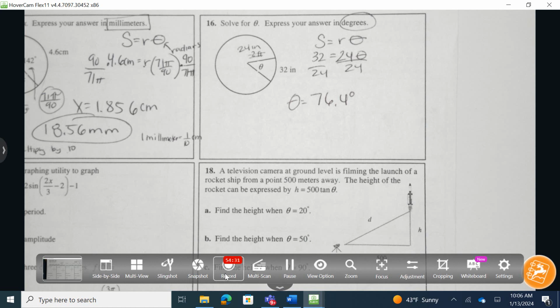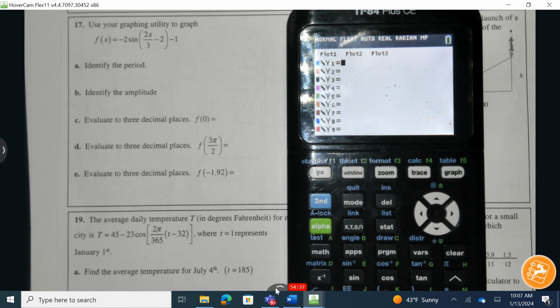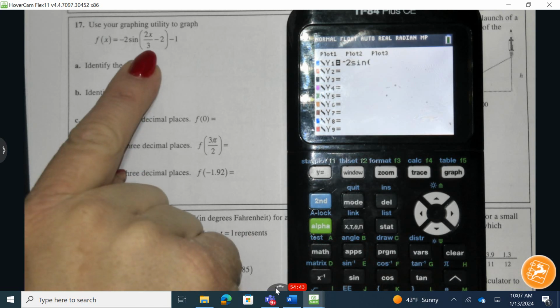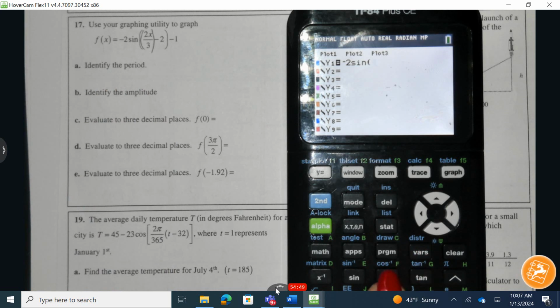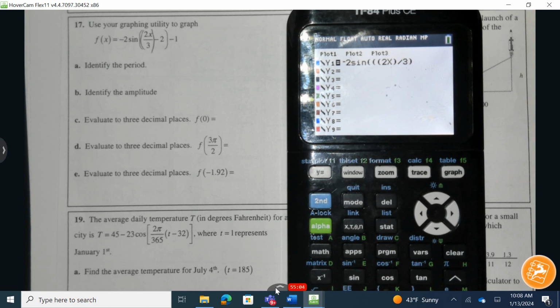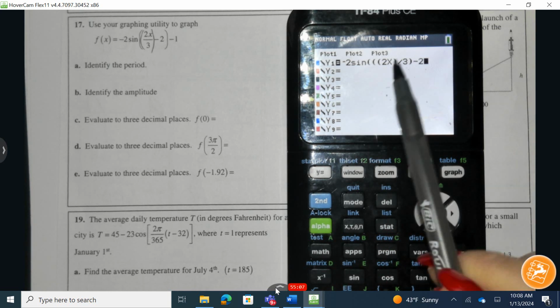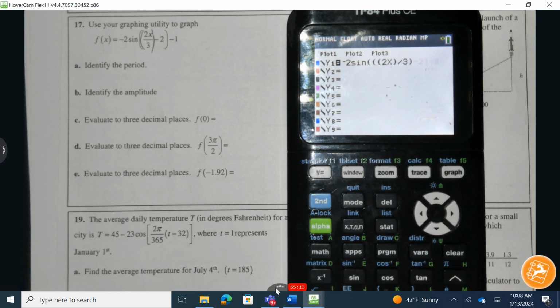Let's look at 17. Okay, I've cleared my calculator, and I'm going to take time in plugging this in. So first I'm going to come up to the front, go to y equals, and type in negative 2 sine. Now, when I plug this in, it's very important that this portion goes into its own parentheses. So I'm going to hug the 2 pi divided by 3. And I'm going to put extra parentheses in here. So I have an extra hug, so 2 pi divided by 3. So this portion right here, and then I have a subtract 2. Now I want to end that. So 1, 2, 3 fronts, 1, 2, 3 backs, and now I subtract 1.